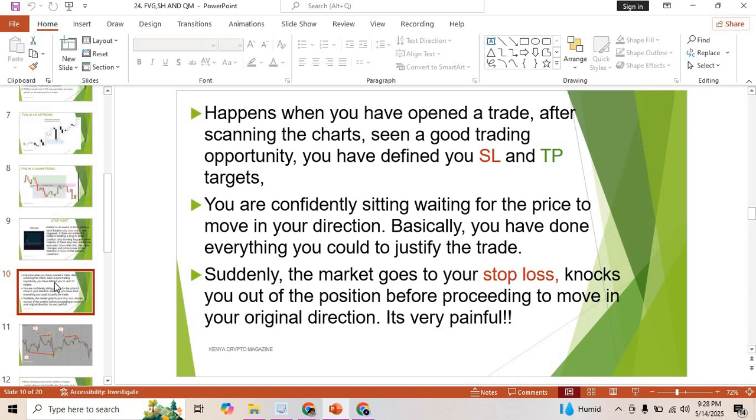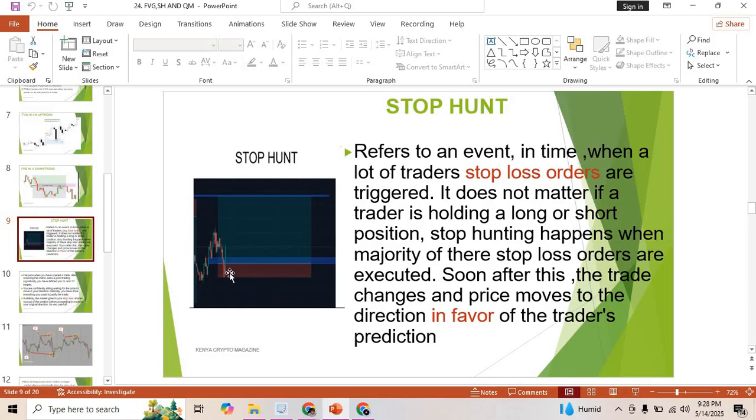We normally say these are very painful. It means if it did not stop you out of that trade, you could be riding in profit. But what the market did, it actually stopped you out. Then immediately after stopping you out, it went in your direction all the way to your take profit. And that is what we call a stop hunt.